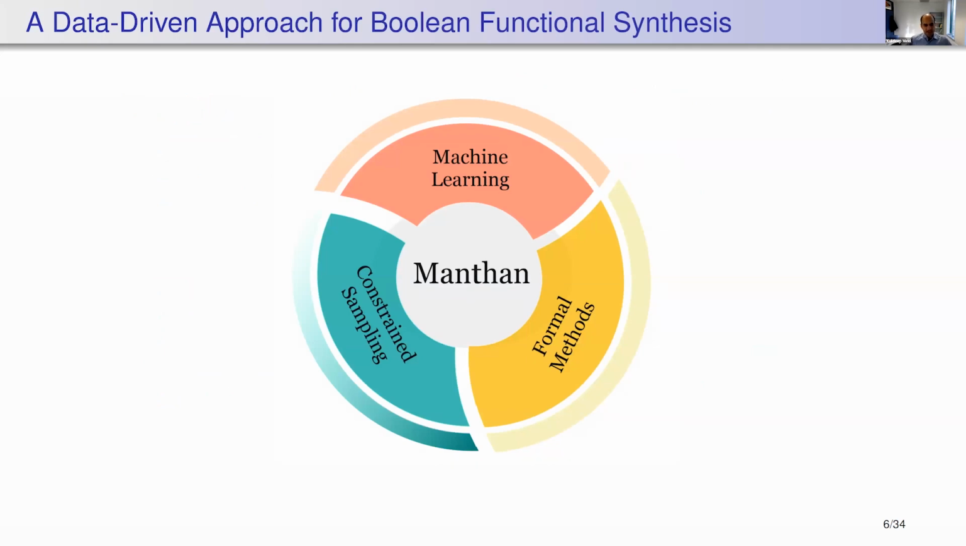Okay, so I want to discuss an approach that we have been building for the past few years. This is an approach that sits at the intersection of relying on the advances in data-driven methods. In order to generate the data, we rely on advances in constraint sampling, so this is to generate samples out of a set of constraints. And finally, we combine it with advances in formal methods. And the approach that we have is called Manthan.